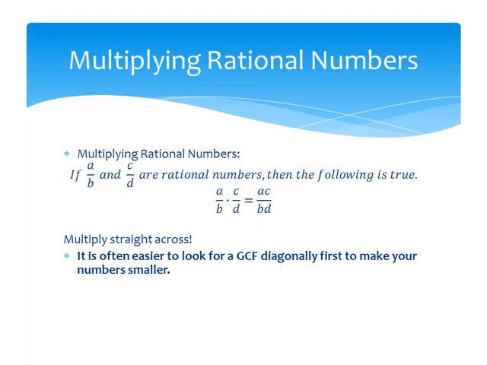So I'm going to go ahead and switch gears now and talk about multiplying rational numbers. If we're multiplying rational numbers, then we've got 2 fractions that are being multiplied together. And if you look at this definition here, and if I just look at the numerators, you can see that basically all that's happening is that we're multiplying straight across. I am going to make a note, and we're going to do this in the examples, that it is sometimes easier to look for a GCF diagonally to make your numbers smaller before you multiply straight across. This will be especially important in your homework.